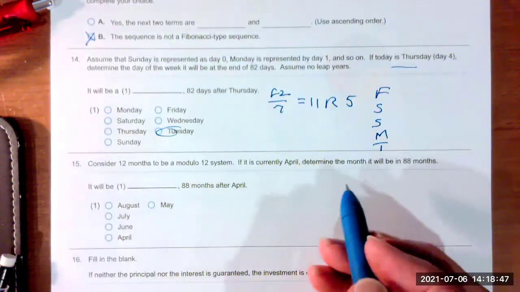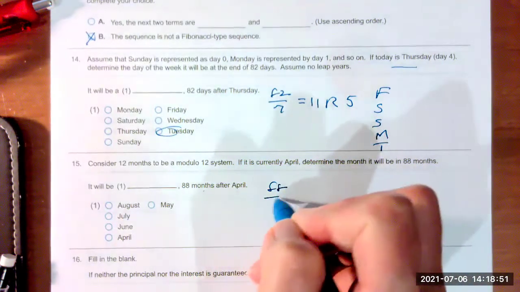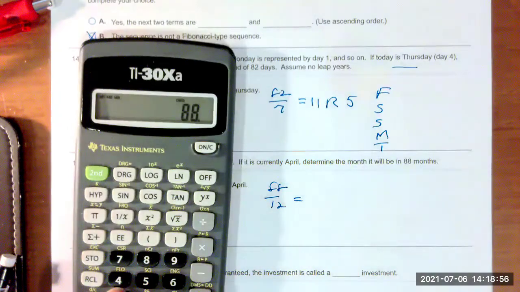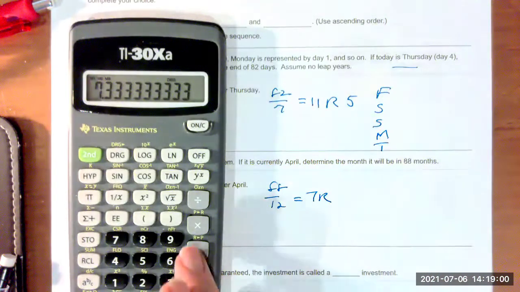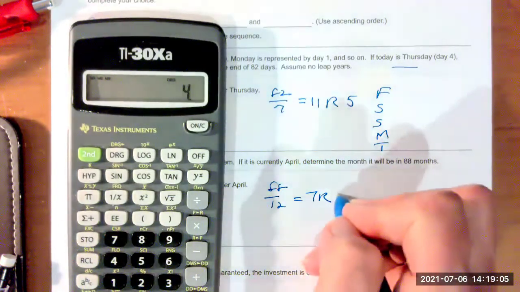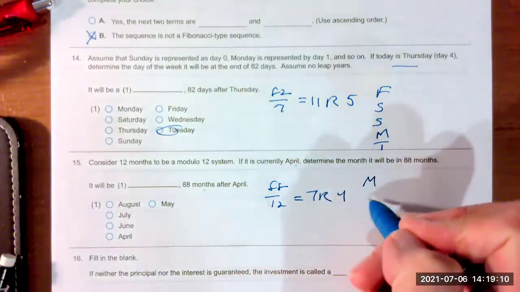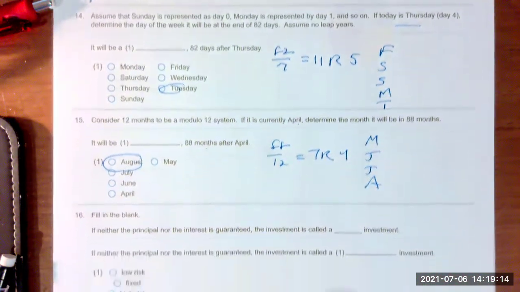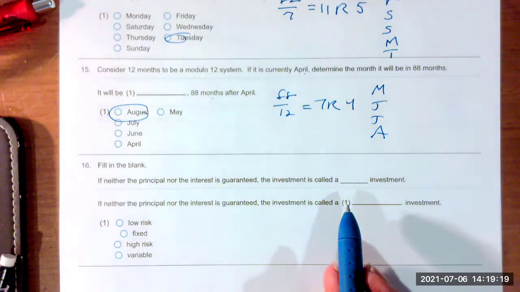And then now we're going to do the months of the year, and we've got to go 88 months ahead. So we're going to take 88 and divide by 12. 88 divided by 12 gives me 7. And again, I want the remainder. So I'm going to subtract the 7, multiply by 12, and I get a remainder of 4. And if I'm currently in April, I want to go ahead May, June, July, and so it will be August. If neither principal nor the interest is guaranteed, the investment is called what?